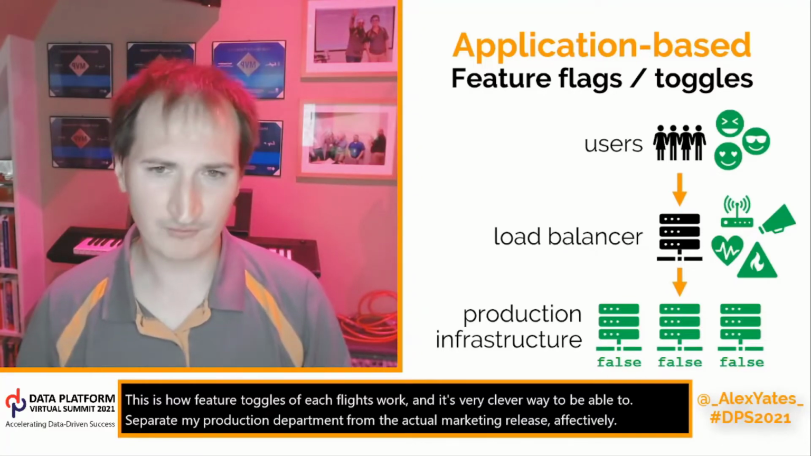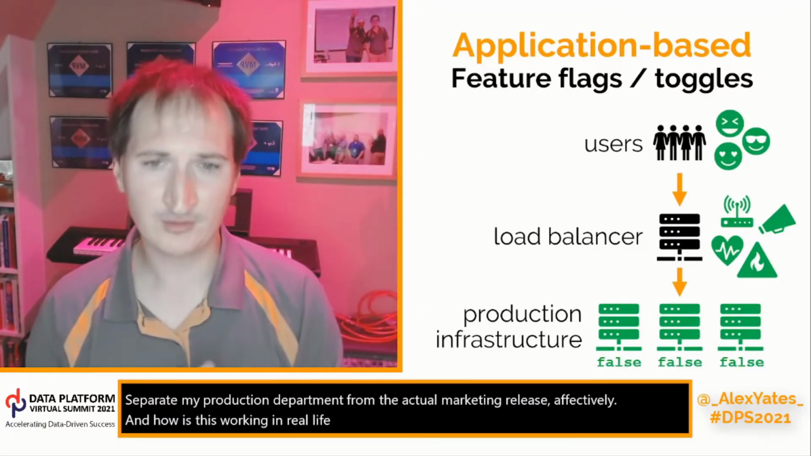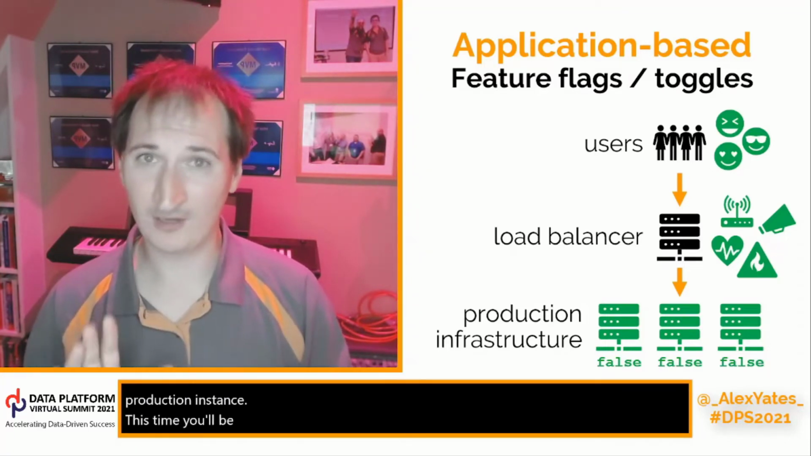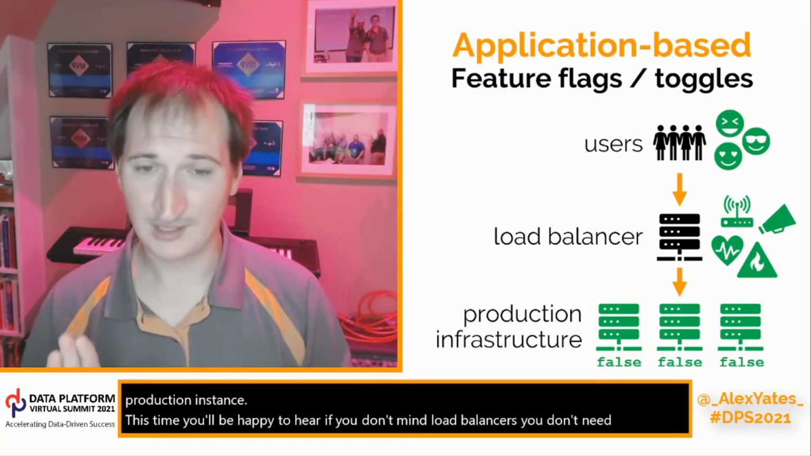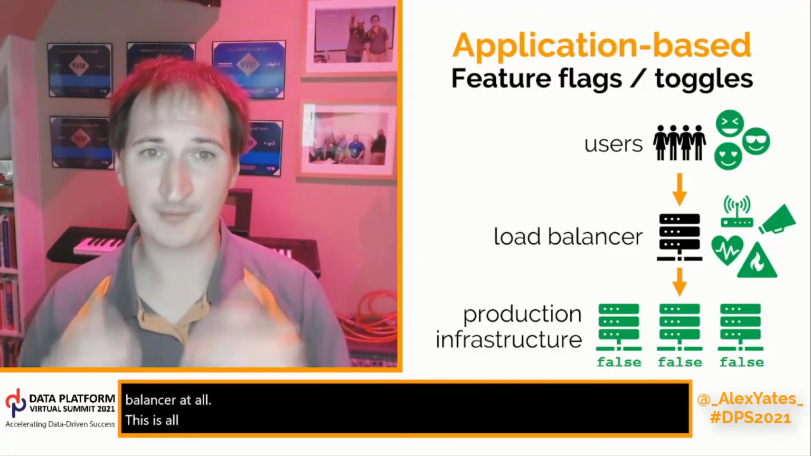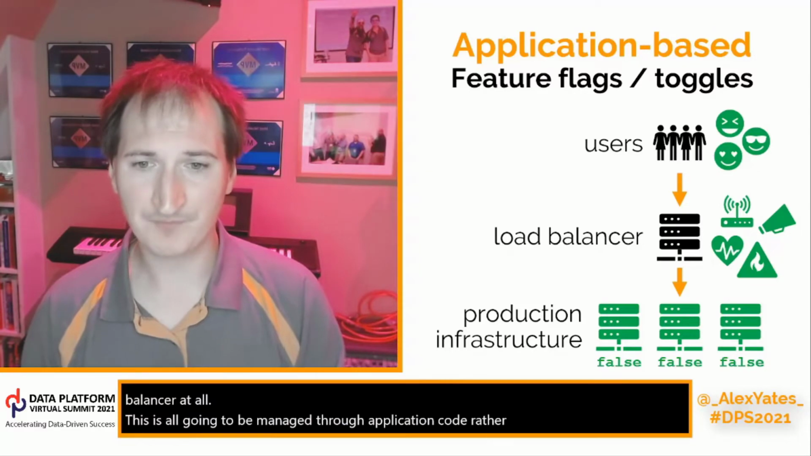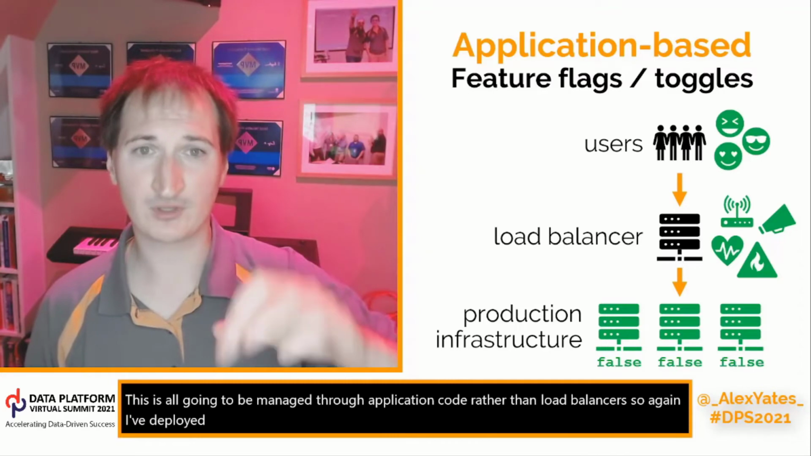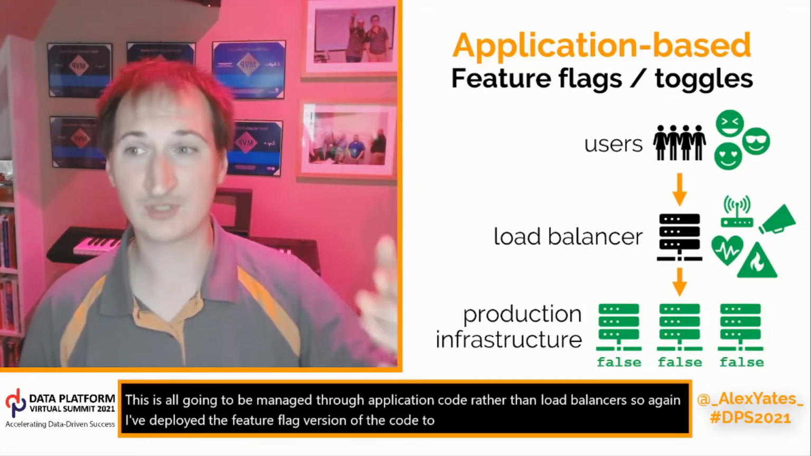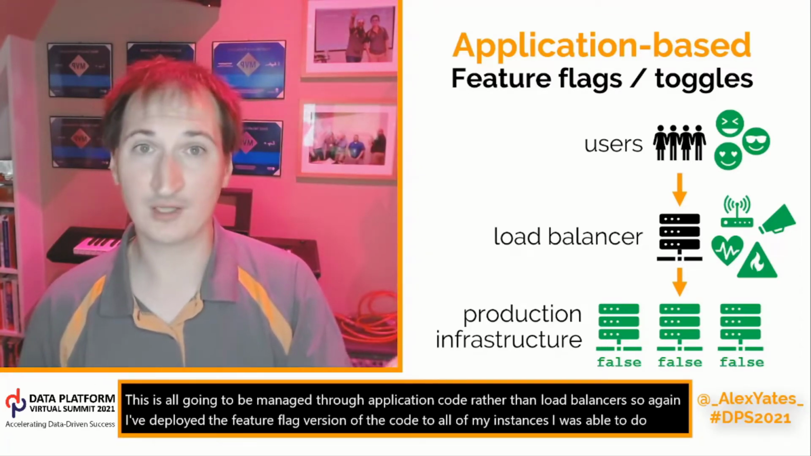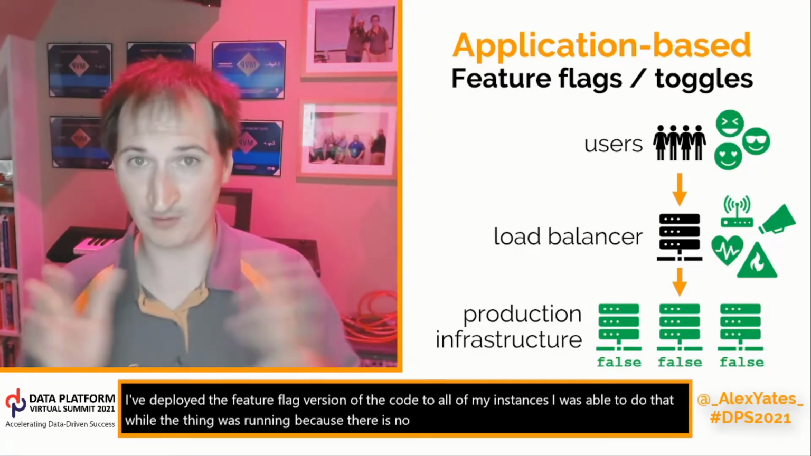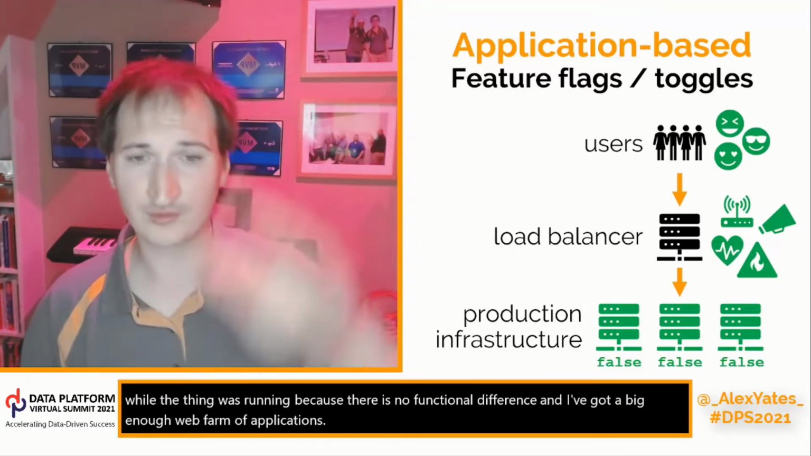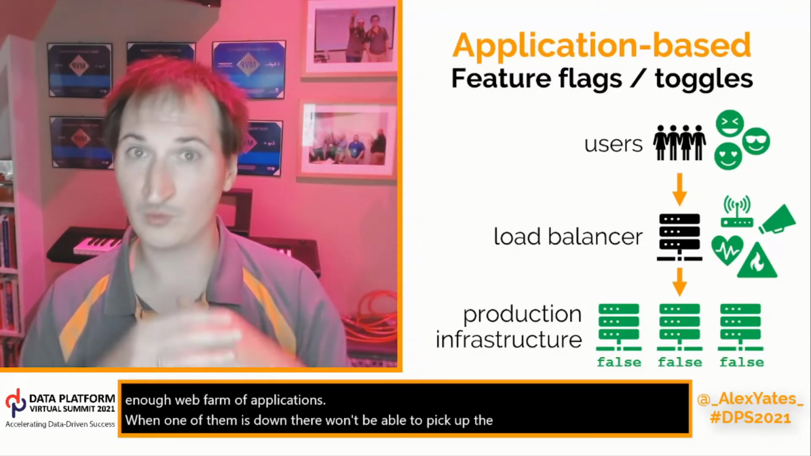So how would this work in real life? Well, again, here I have my users, my load balancer, and my production instance. This time, you'll be happy to hear, if you don't like load balancers, you don't need to touch the load balancer at all. This is all going to be managed through application code rather than load balancers. So again, I've deployed the feature flag version of the code to all of my instances. I was able to do that while the thing was running because there was no functional difference, and I've got a big enough web farm of applications that when one of them is down, one of the other ones can pick up the slack. So we're good.